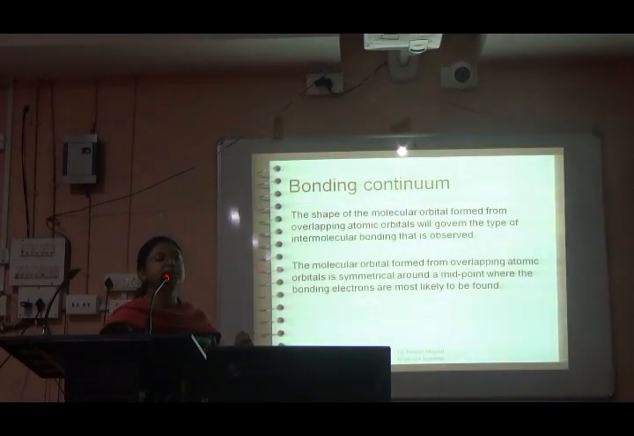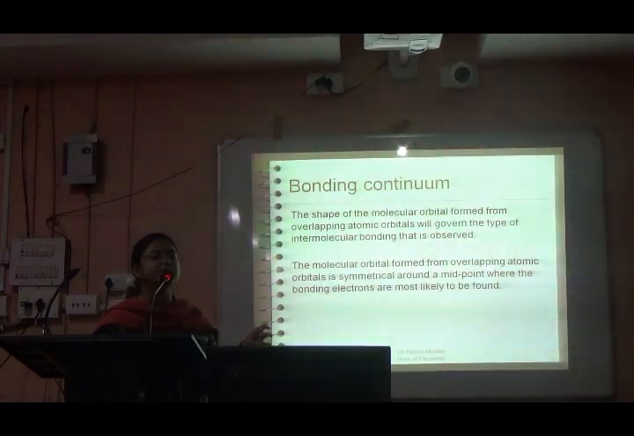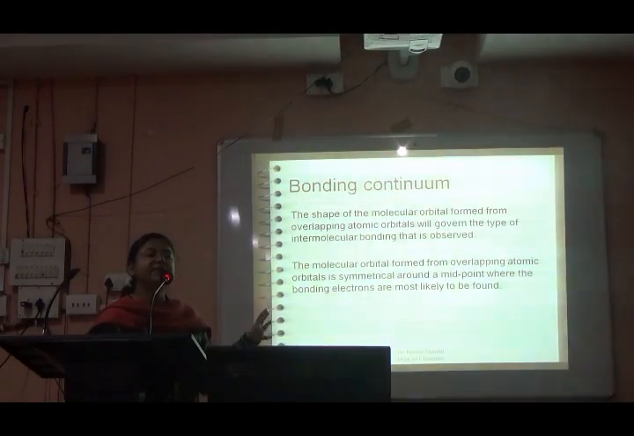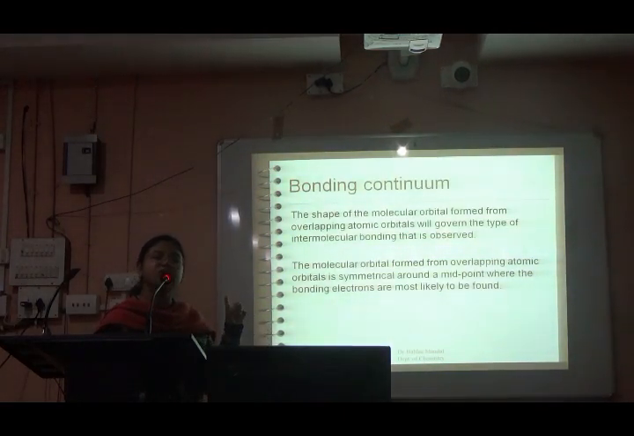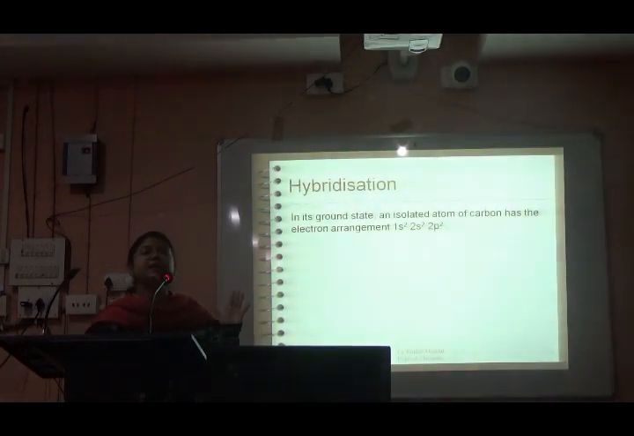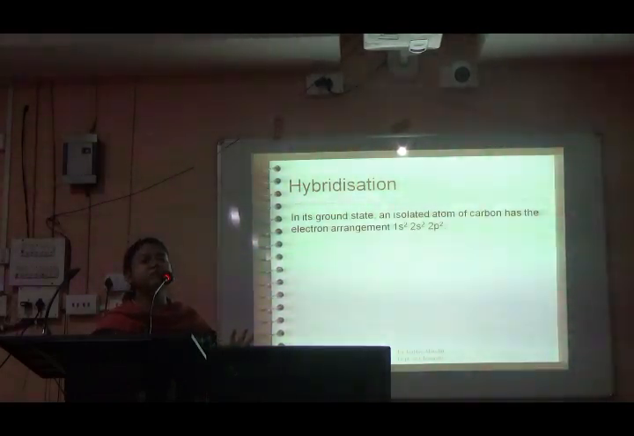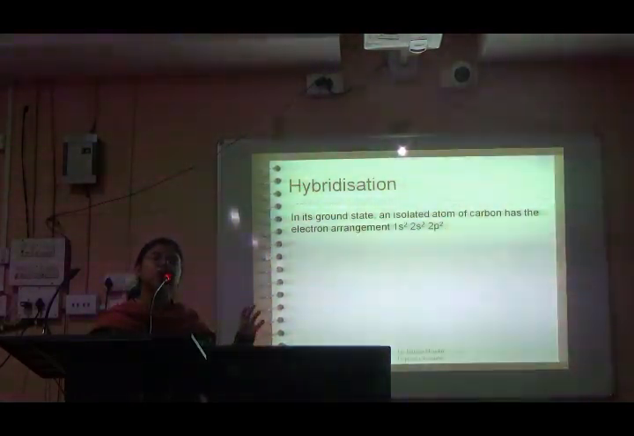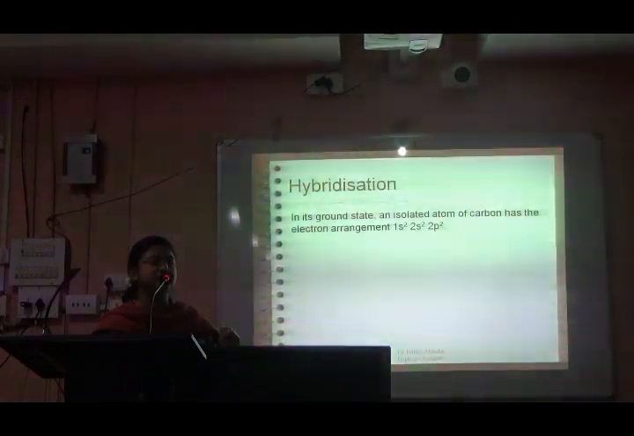Now the shape of the molecular orbitals will be governed by the overlapping atomic orbitals and the type of intermolecular bonding that is observed. The molecular orbital formed from overlapping of the atomic orbitals is of course always symmetrical around the midpoint where the bonding electrons are most likely to be found. The shape must always be symmetrical.